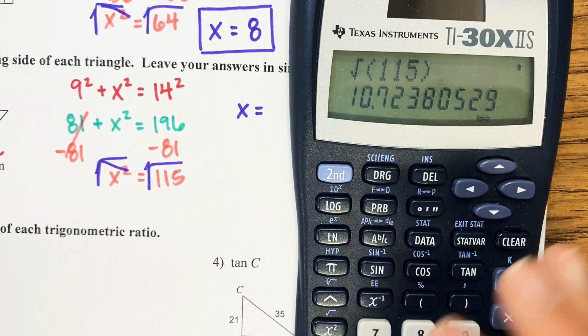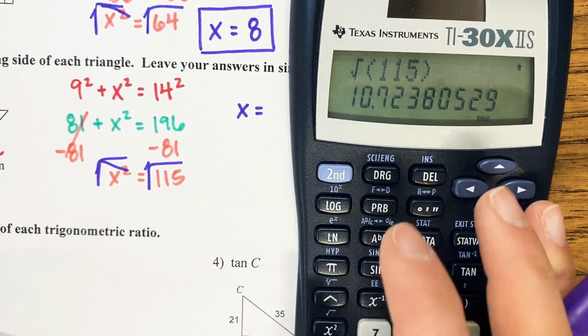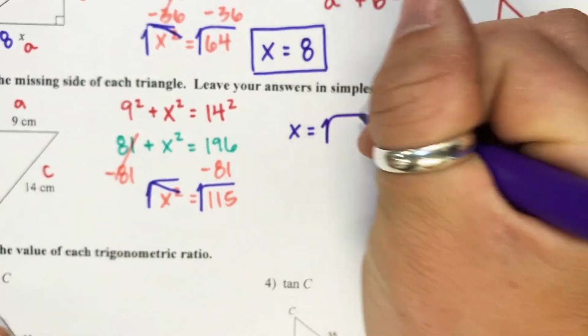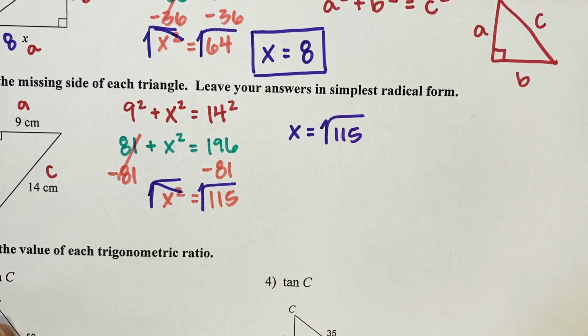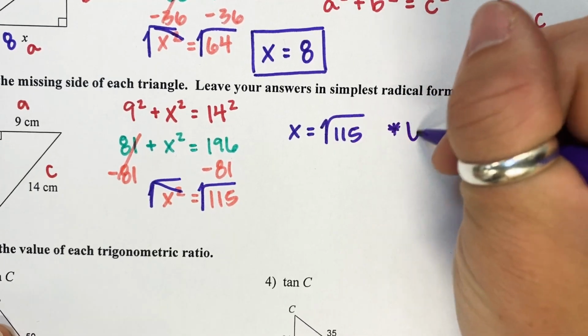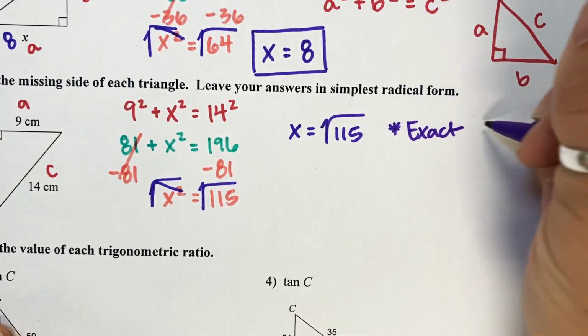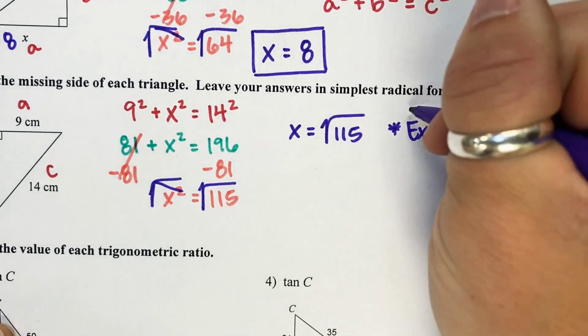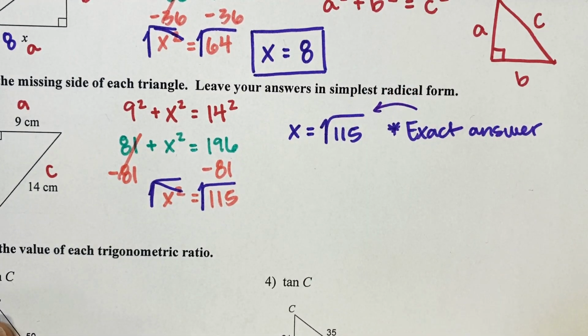So on your test, it might ask you for two things. Okay, if it wants what's called the exact answer, it wants you to leave it as a radical. Okay, so let's make that note. Exact answer. It wants it as a radical.